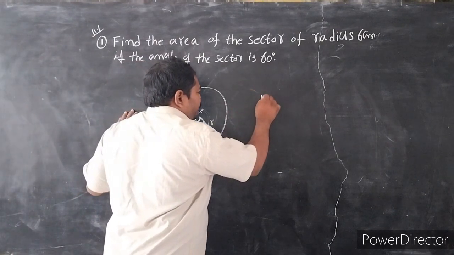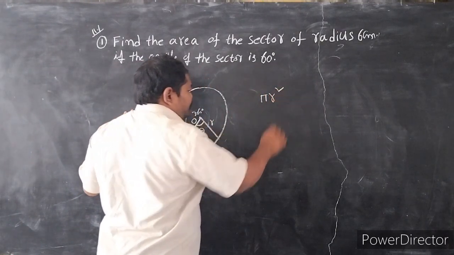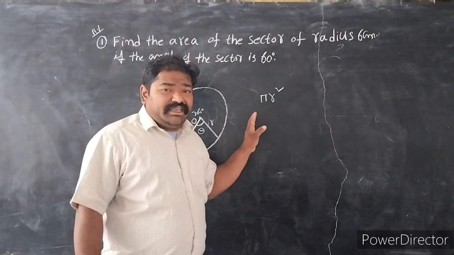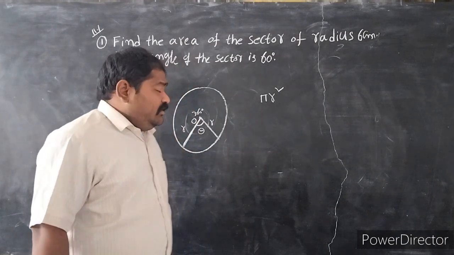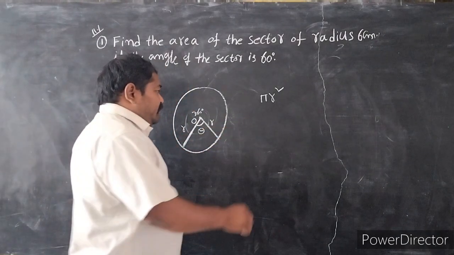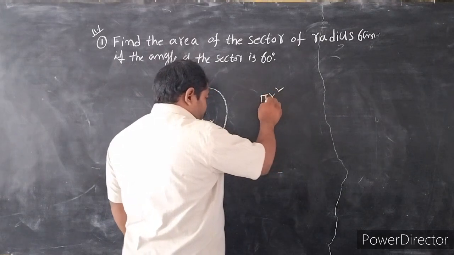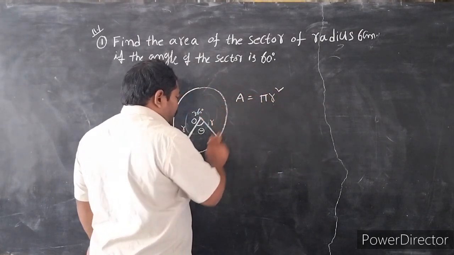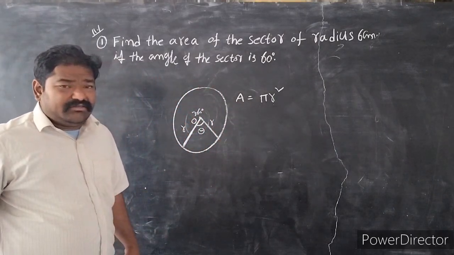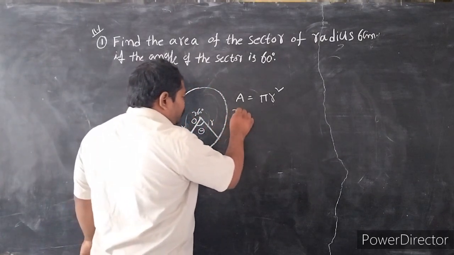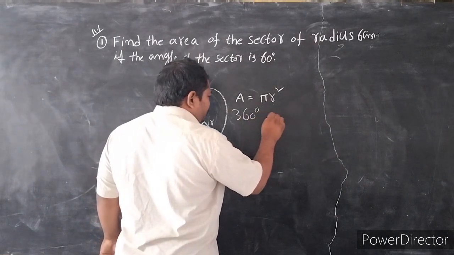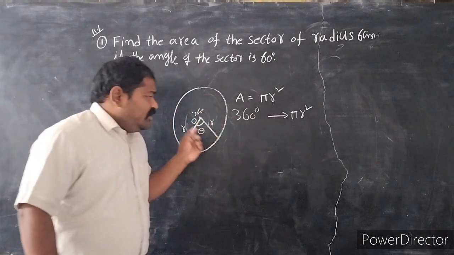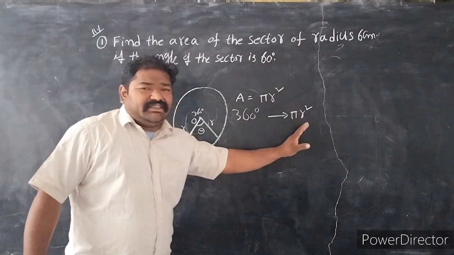We know that area of the circle is pi r square. Pi is nothing but 22/7, and it is also sometimes approximately equal to 3.14. We can calculate whatever it is. Next, area of the circle is pi r square. This total area contains 360 degrees. Okay, therefore, for the 360 degree circle, we have the area pi r square as the formula.